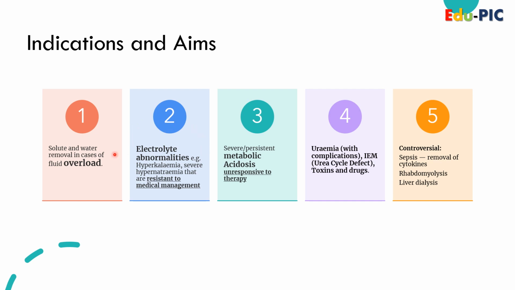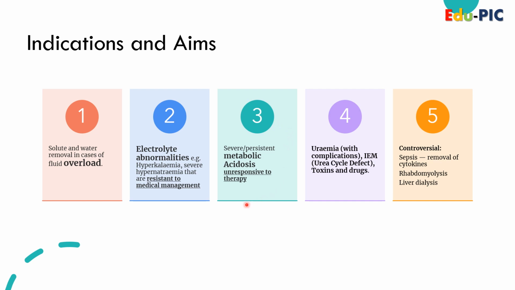Electrolyte abnormalities, like as we said, hyperkalemia or severe hypernatremia, they need to be resistant to medical management. So in case of hyperkalemia, as an example, you should have exhausted the trials of using bicarb and insulin dextrose, salbutamol, and calcium. And if you use all of that and you can't do anything further, if you don't have any more facilities, then you need to think about renal replacement therapy or dialysis.